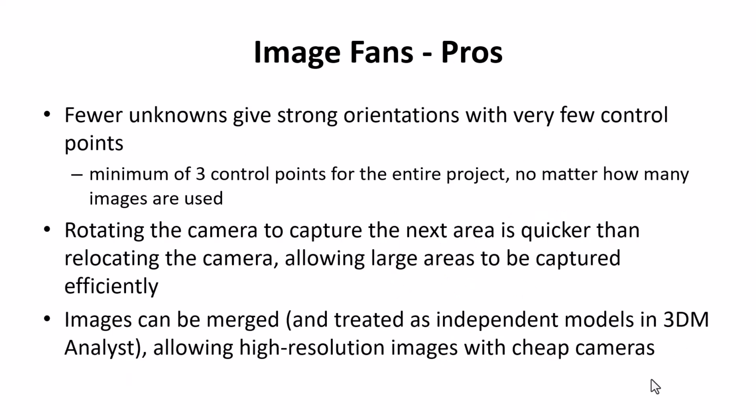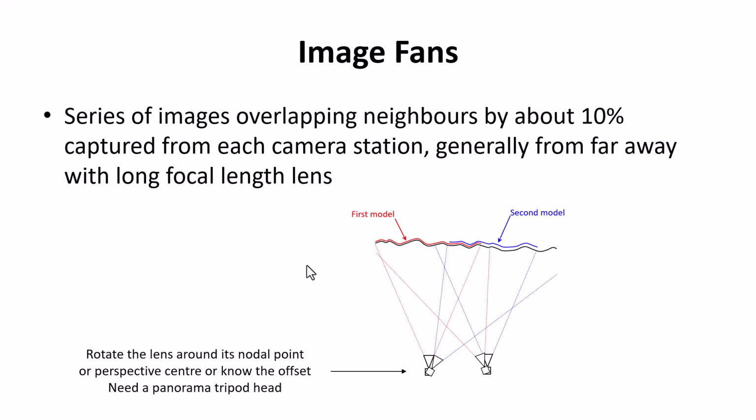That's an image fan. Some of the pros: fewer unknowns, gives strong orientations with very few control points. You need 3 control points captured from both camera stations, for example. We can rotate the camera to capture the area very quickly, and it may be faster than relocating the camera, allowing large areas to be captured. In some cases in the field, you may be restricted as to where you can set up your tripod, but by fanning it, you can cover a larger area from the places where you are allowed to set up your tripod.